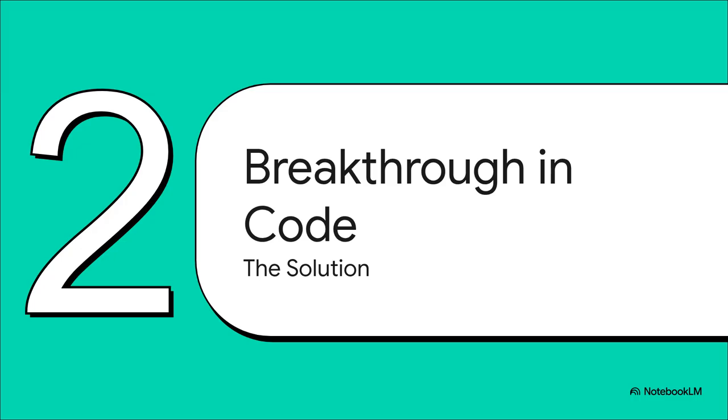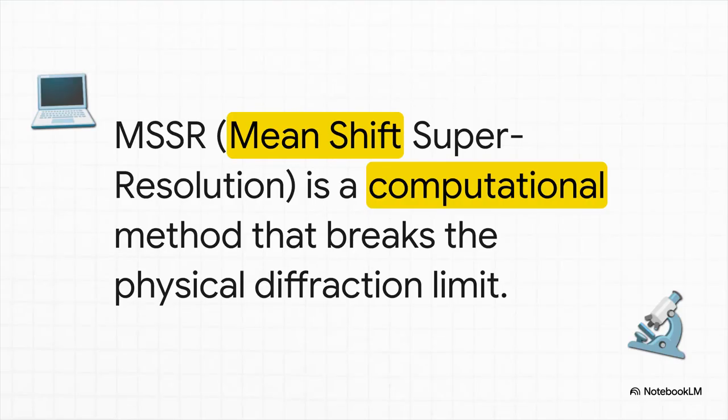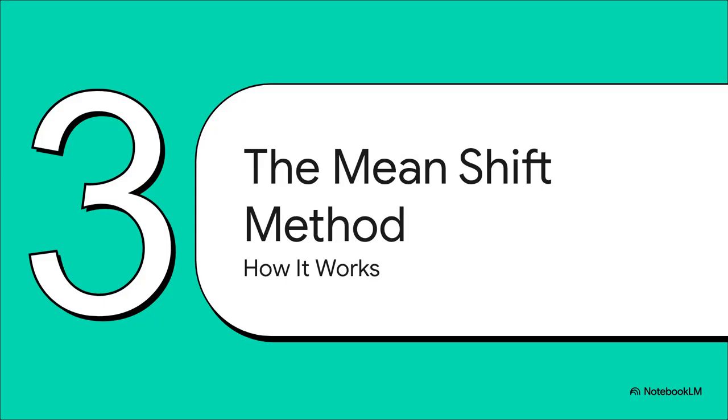But the breakthrough we're talking about today isn't made of glass or lasers. It's an algorithm. It's just code. The solution is called MSSR, which is short for mean shift super resolution. And its core idea is kind of revolutionary. What if we could use the information that's already inside the blur itself to mathematically reconstruct a sharper image? It's a huge win for software over hardware, and it means this kind of super resolution imaging could become available to basically any lab.